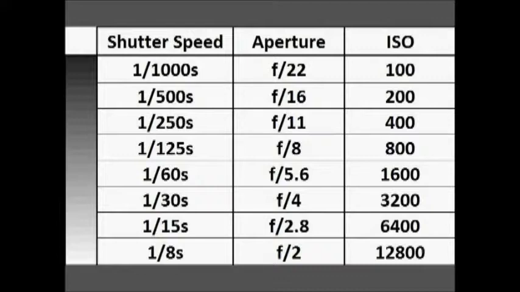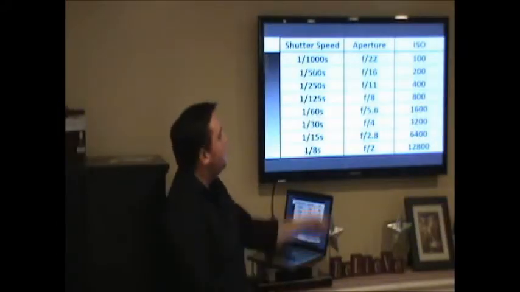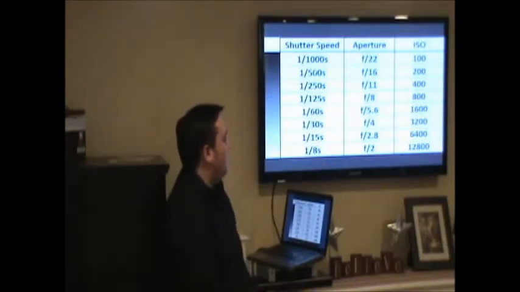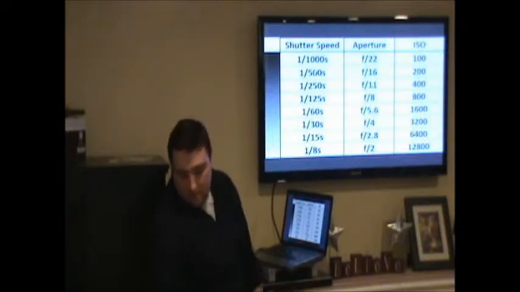You double it every time. You double the amount of light that comes in every time you increase the exposure value by 1. So by the end, even though we only move 7 stops, we go from 100 to 1200, or excuse me, 12,800, and that's quite a range. Okay?